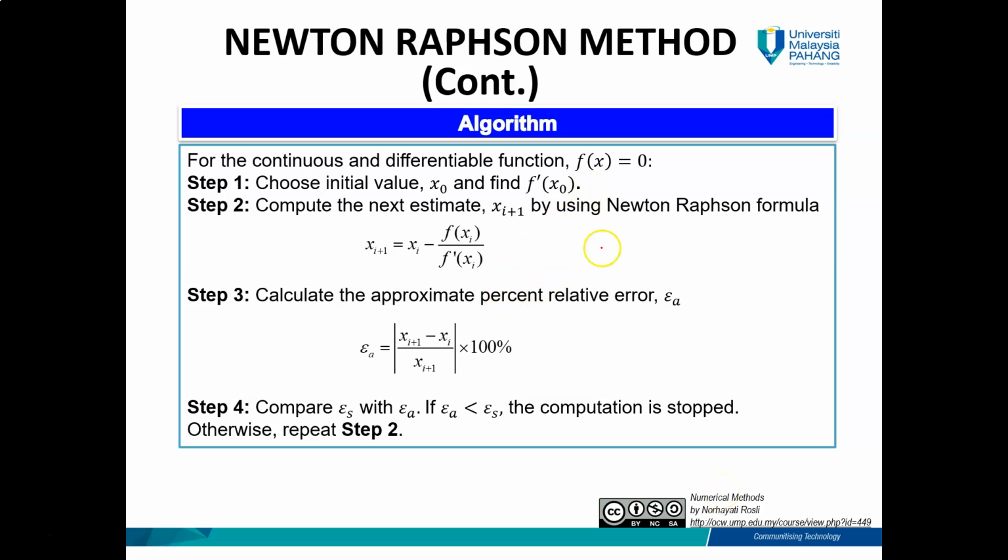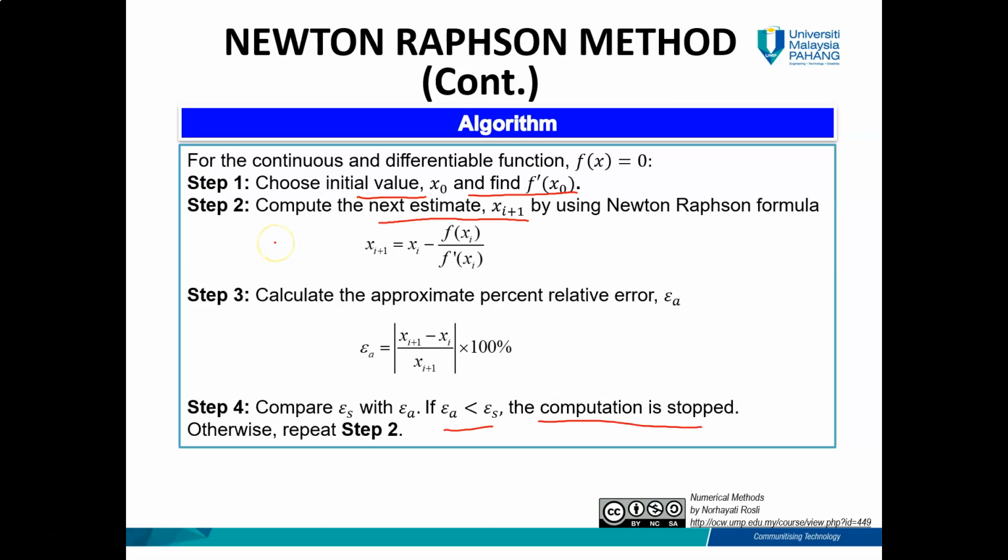We go to the algorithm of the Newton-Raphson method. Step number 1, we need to choose an initial value and find its f prime x naught. Then step number 2, you need to compute the next estimate x i plus 1 by using the Newton-Raphson formula. Then we calculate the approximate error epsilon A. We compare: if epsilon A is less than epsilon S, we can stop our iteration. Otherwise, we will repeat, go to step number 2.